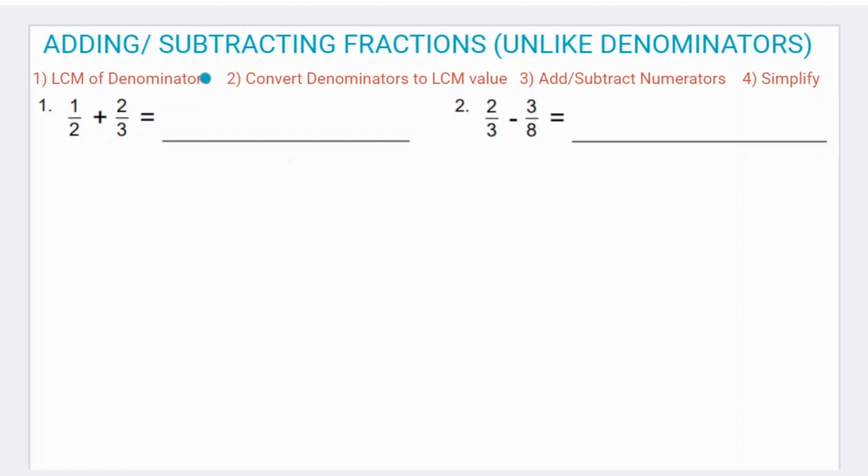Now let's add and subtract fractions with unlike denominators. Unlike denominators means the denominators are different values. So if the denominators are different values, like in this case, we need to make the denominators the same in order to add or subtract them. So for doing that, step number 1, I need to figure out the LCM of the denominators. LCM means least common multiple.